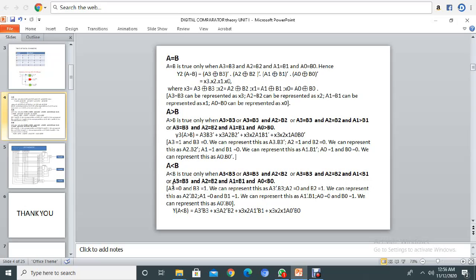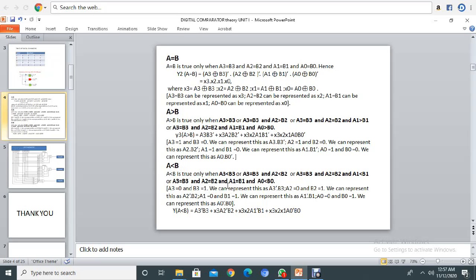Or in the case of the first three bits being equal, that means A3 is equal to B3, A2 is equal to B2, and A1 is equal to B1, then you have to check the last bit, the LSB bit, whether A0 is less than B0. If A0 is less than B0, then you can say that A is less than B.